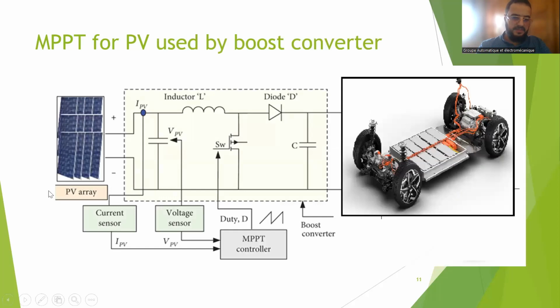You can see this is the PV and the electrical vehicle. We have a boost converter because the voltage of the electric vehicle is much greater than the PV. We will have two sensors to measure the voltage and the current, and calculate the power. On this measure, the MPPT controller will change the duty cycle to control the output voltage.